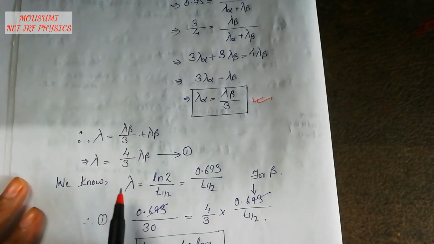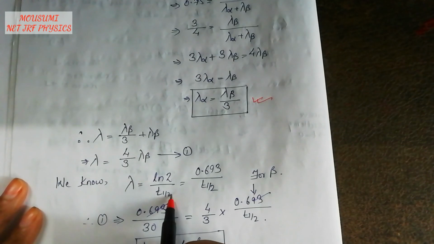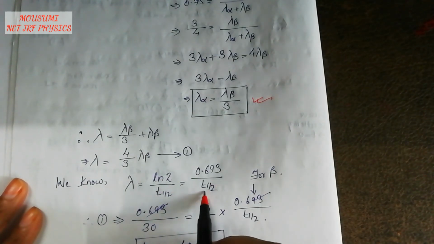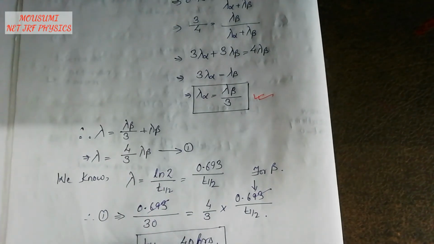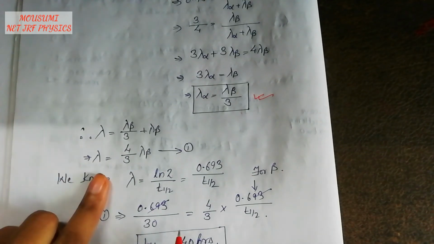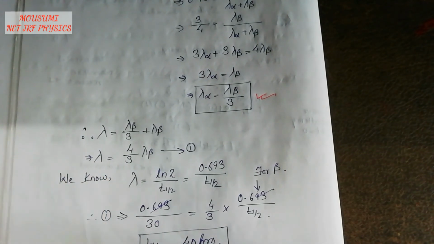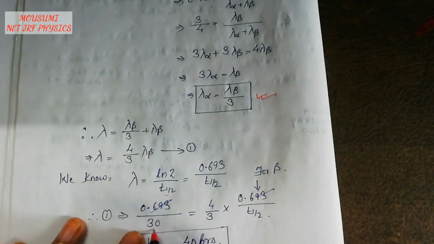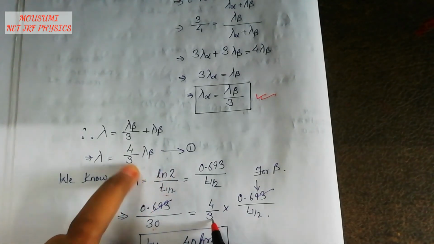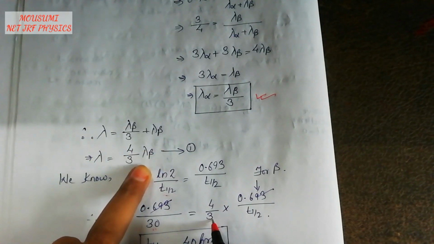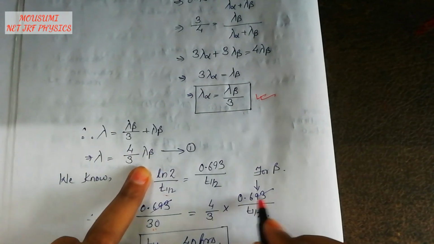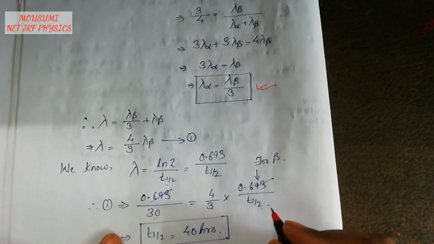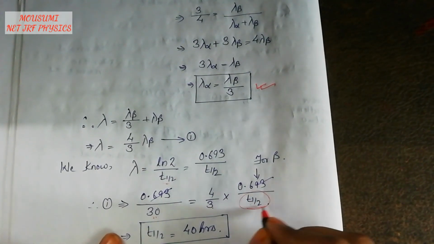Now we know the formula for lambda is log 2 by t half. Log 2 is 0.693 by t half. Now we will see how we will calculate it. So this is 0.693 by t half, this is the t half for the element X. And again we will write here, it is 4 by 3, this is the lambda for the beta term. So it will be 0.693 by t half. This t half we are required to find.